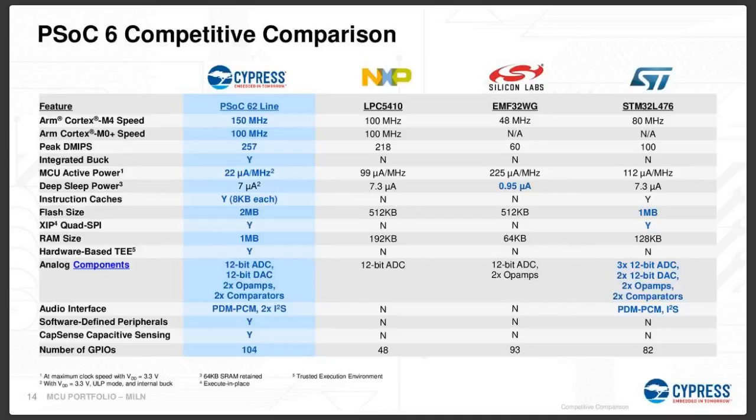Part of the reason is that the smaller your geometry, and we're a fairly small geometry, that tends to hurt your deep sleep a little bit because you have a little bit more leakage current. So that's why our active power is really low, but our deep sleep isn't quite as low as you would think.